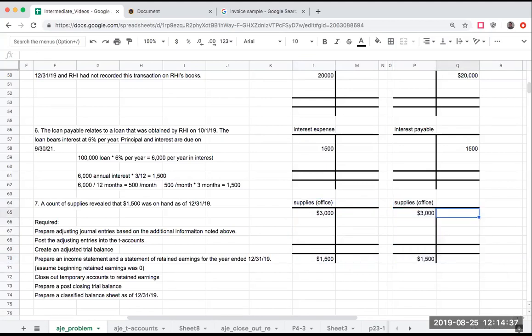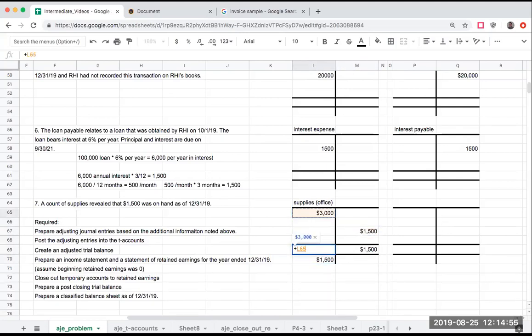So what we need to figure out here is, okay, our office supplies were basically 3,000. We're now down to 1,500. So what do we need to do to adjust office supplies? Well, we're going to need a credit of 1,500, because if I credit office supplies for 1,500, I subtract the smaller from the larger value, I end up with $1,500.